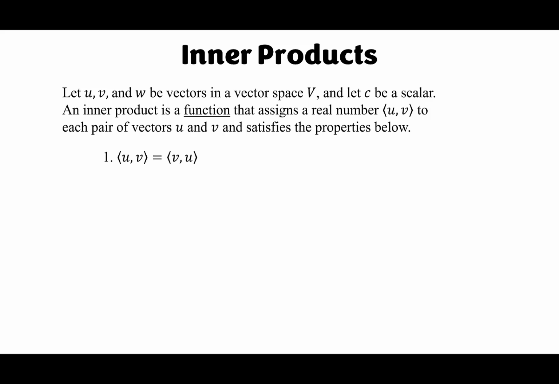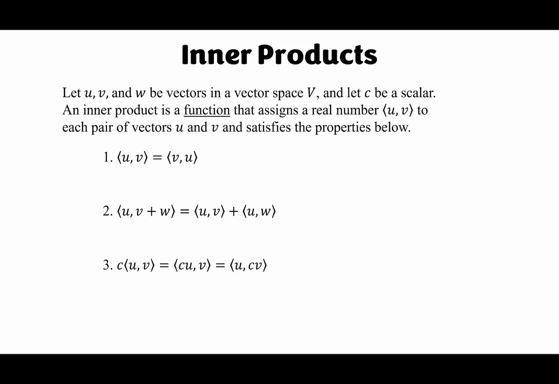So the first one is that the order of the inner product doesn't matter. So the inner product of u and v is equal to the inner product of v and u. All right, so the order doesn't matter. The second property, the inner product of u with v plus w is equal to the inner product of u with v plus the inner product of u with w. All right, so that's like that distribution property of dot products being generalized to inner products.